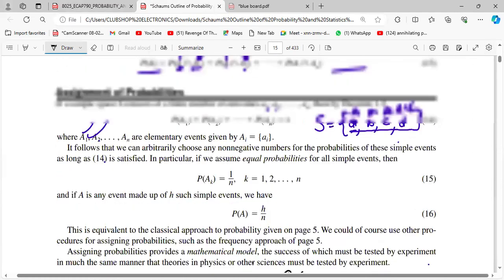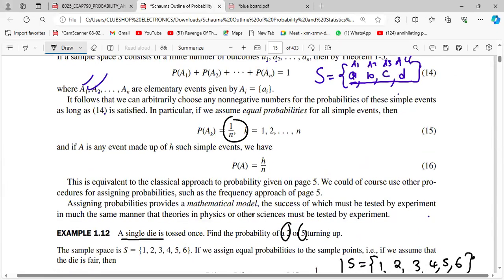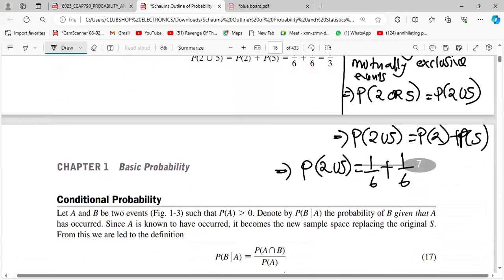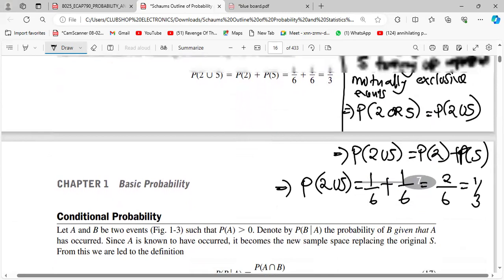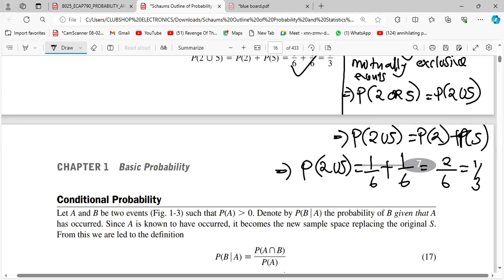This is what we were saying even in this here. Okay, if they are different single points, then the probability is 1 over n. In this case it is 1 over 6, 1 over 6. So when we add this, we have 2 over 6. Reducing it gives us what? 1 over 3. This is the probability that we have. I hope that is okay.